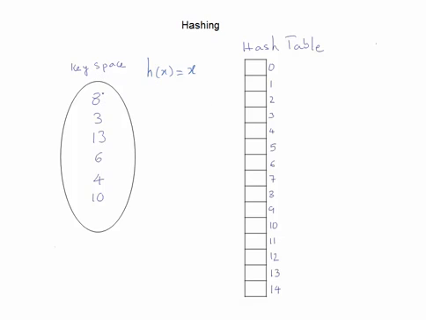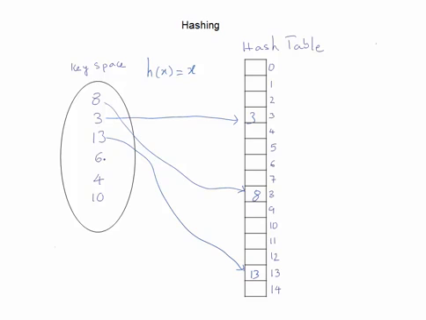So h of 8 is 8, so this 8 will be stored at index 8, and same way 3 is stored at 3. h of 13 is 13, so it is stored at index 13. So we say that h of x equal to x is a hash function which is mapping these key elements from key space to hash table, and this we take it as an ideal hash function.